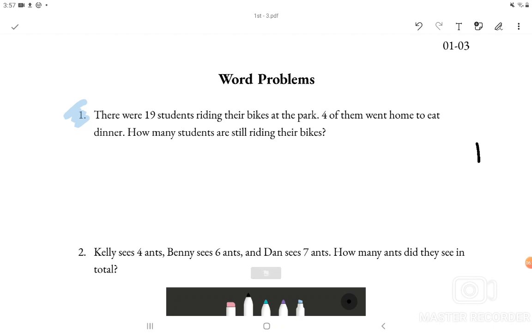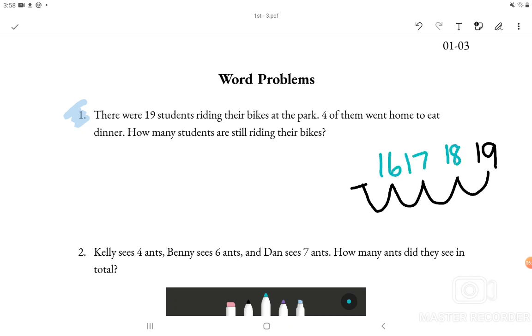And we can just do 19 and move 1, 2, 3, 4 steps backward in order to know how many students are left. When we count, we would have 19, 18, 17, 16, 15. So the answer will be 15 students.